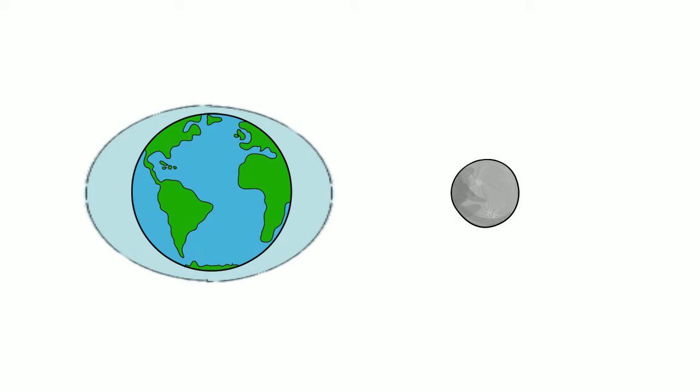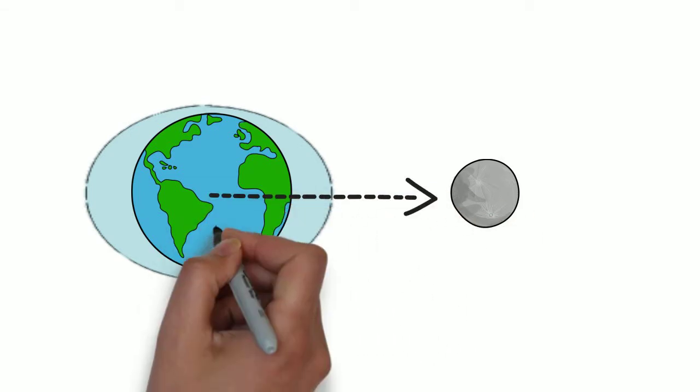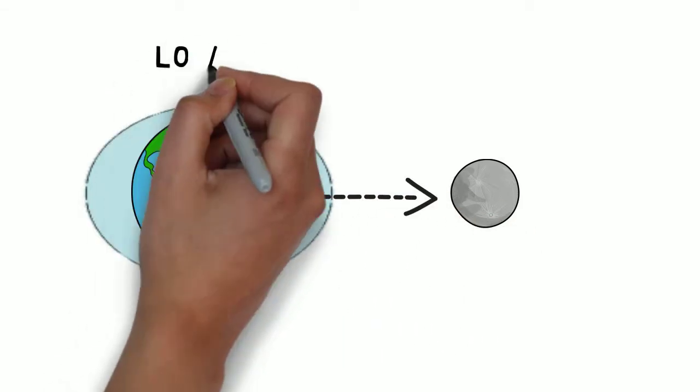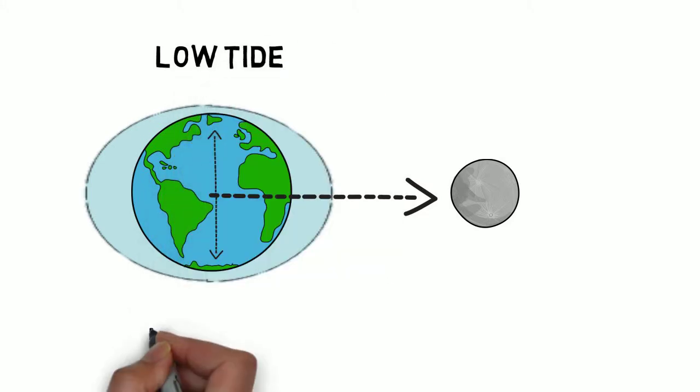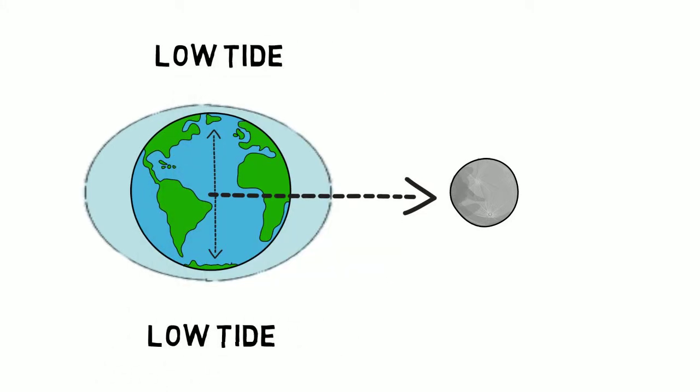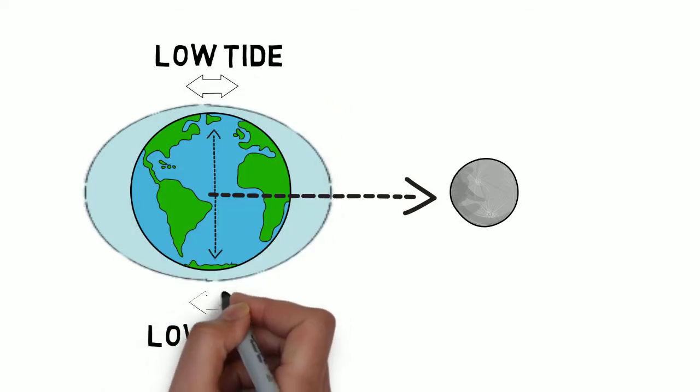On the opposite sides of the Earth, that are at right angles to the Moon, a low tide is created where the water retreats or reduces. This is because the water is stretched or pushed towards the other two halves of the Earth in correspondence to compensate for the rising tides.